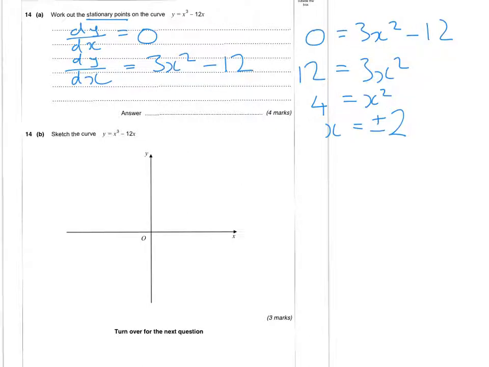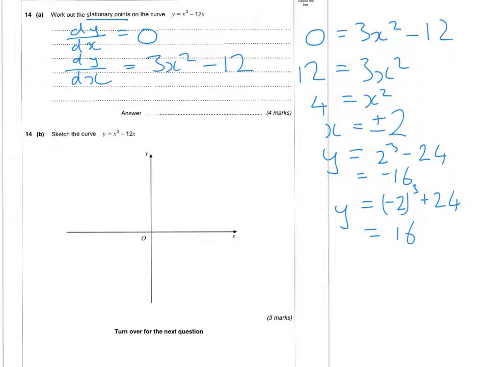So when x is 2, y equals 2 cubed minus 24, which is -16, and when x is -2, y equals -2 cubed plus 24, so that's -8, so that's 16. So our stationary points are at 2, -16, or -2, 16. Sketch the curve.